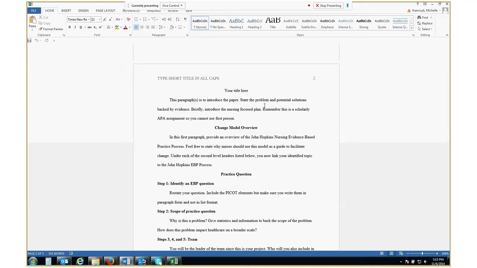Remember that you should not be writing in first person. You should be writing in third person always, and this is a formal APA paper. So then we're going to go to the change model. Here I want you to describe to me the change model that you are using.